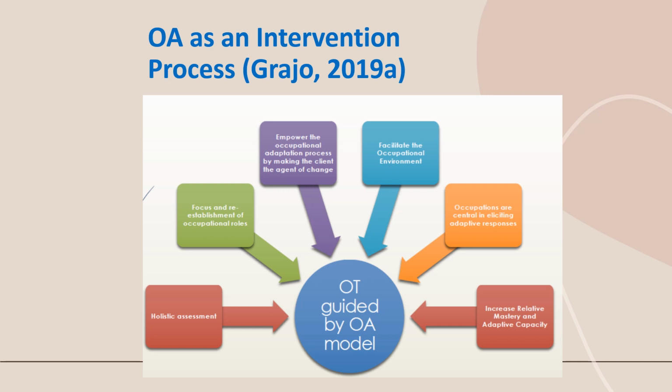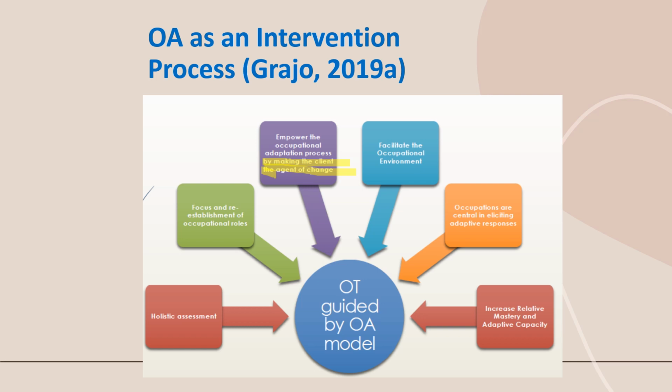So we focus on the reestablishment of occupational roles. We need to know what that person's roles are, and they need to be able to identify what their roles are. Okay. Then we empower the occupational adaptation process by making the client the agent of change. So we are giving the client what they need to make that adaptive change.